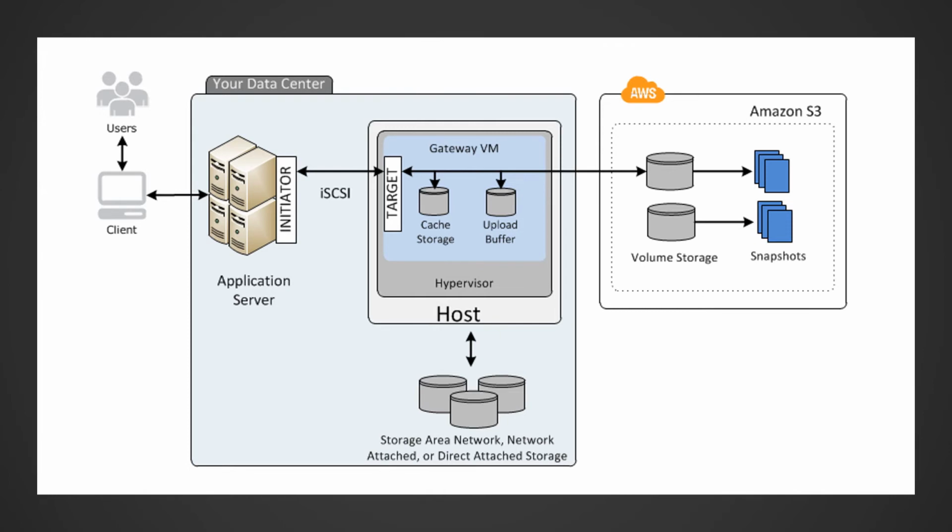In the gateway, there are two types of storage as shown in the diagram. Cache storage acts as a store for low latency frequently accessed data and as an on-premise durable store for data that is waiting to be uploaded to S3 from the upload buffer. Cache storage should always be larger than the upload buffer. Upload buffer acts as a staging area where the gateway stores the data while preparing to upload to S3.